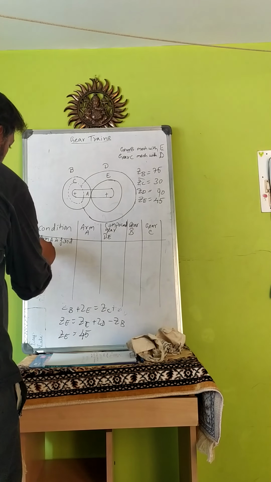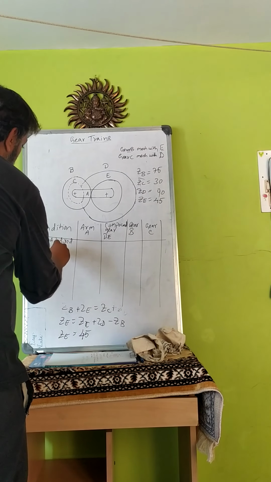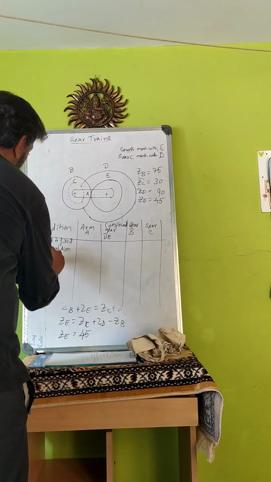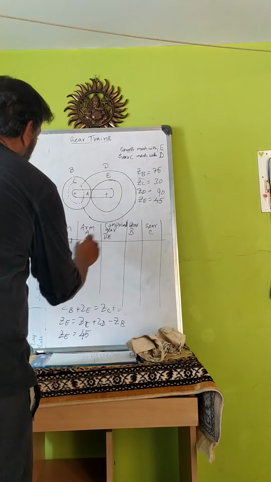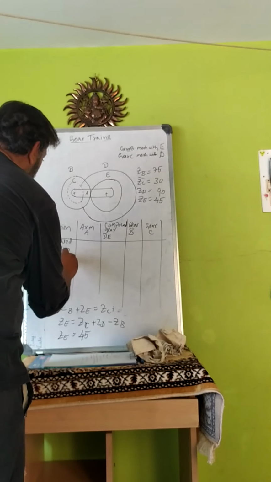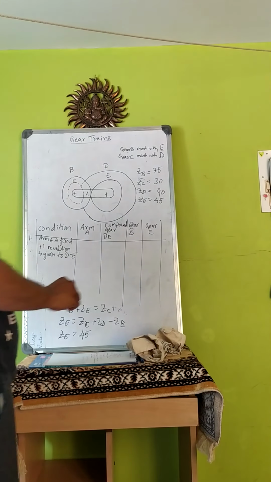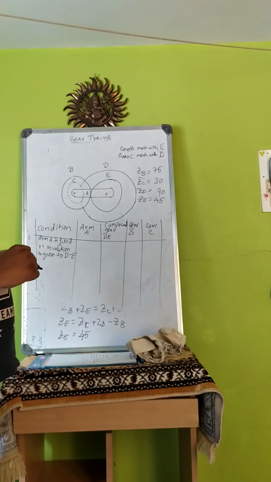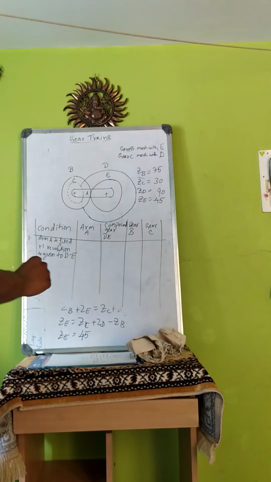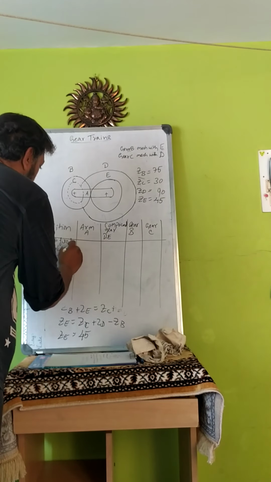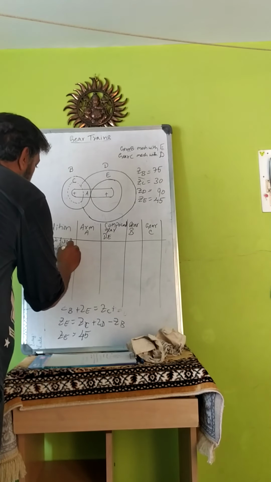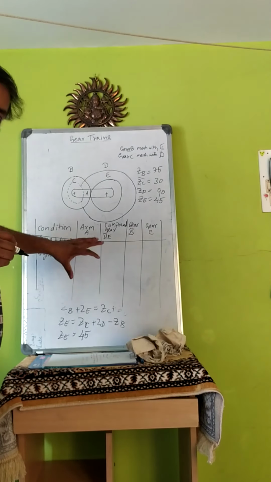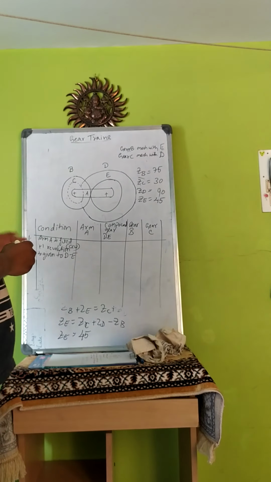Arm A is fixed, and plus one revolution is given to compound gear DE. So we are considering the condition that arm A is fixed and we are giving +1 revolution in anti-clockwise, that is counterclockwise. So the direction of the revolution is counterclockwise.